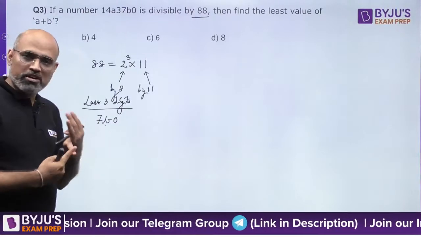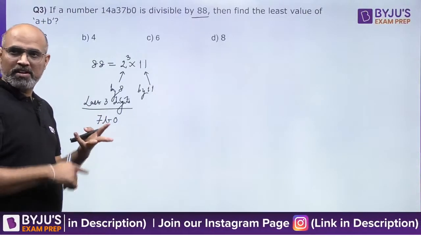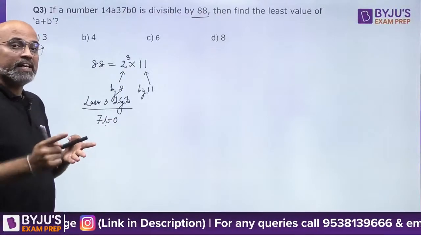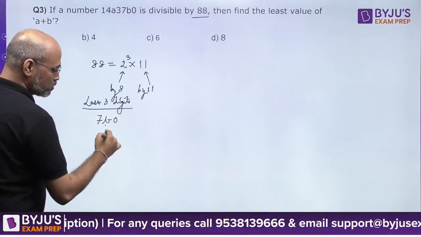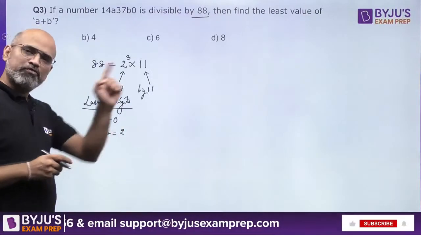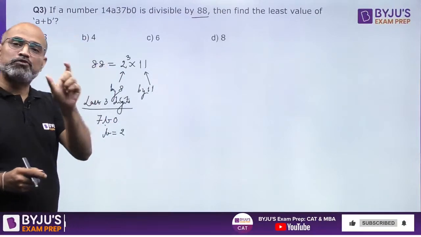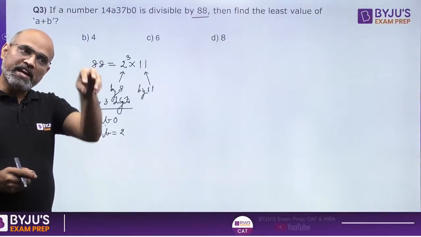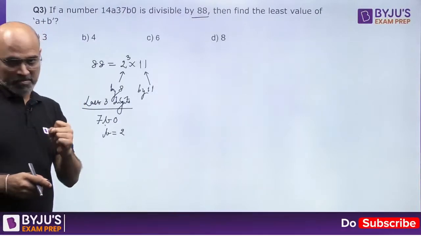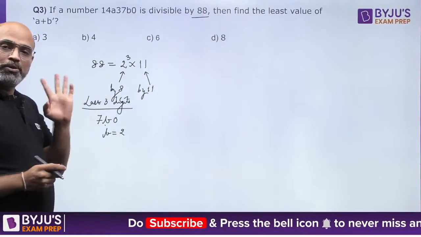So 700 is not divisible by 8, 710 is not divisible by 8, because we need 0 at the end. So 700, 710, 720. Yes, 72 is divisible by 8, so 720 is also going to be divisible by 8. So can I say B is going to be 2? Shall I go ahead and check for more? No. Please understand that if I have to minimize the sum of A and B, A should be minimum possible and B should be minimum possible, then only their sum is going to be minimum, isn't it? So we will not waste time checking further. So B is going to be 2.